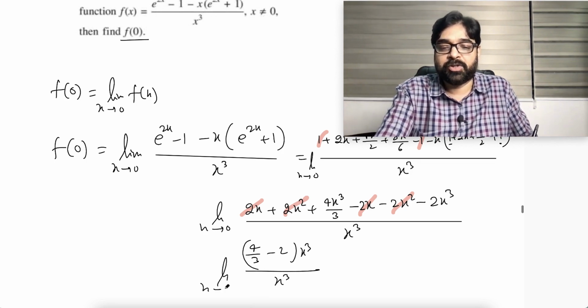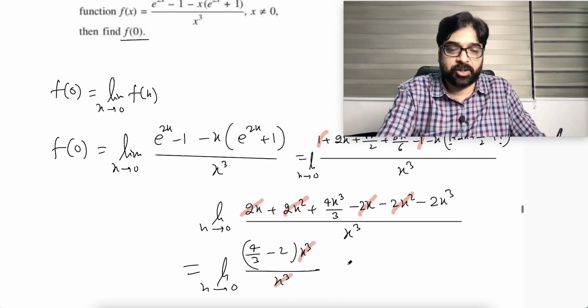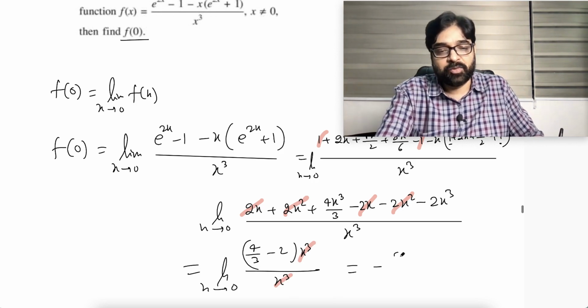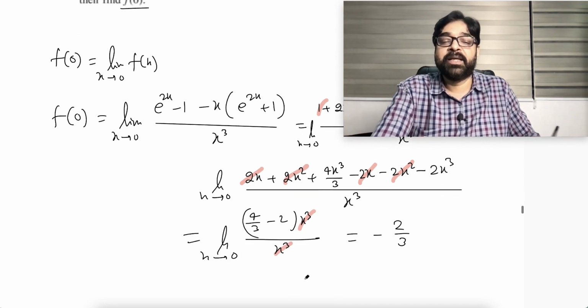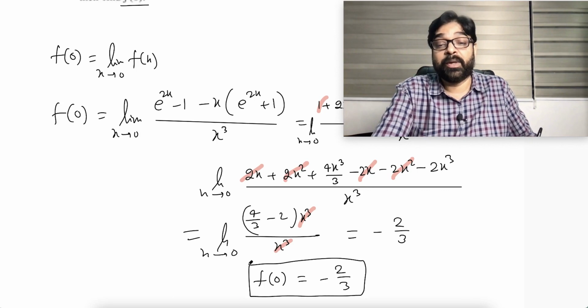Now, limit x approaches 0, of course this x cube will get cancelled, and 4 by 3 minus 2, that is 4 minus 6 over 3, is minus 2 by 3. That means f of 0 equals minus 2 by 3. This is the answer, if I didn't make any calculation mistake.